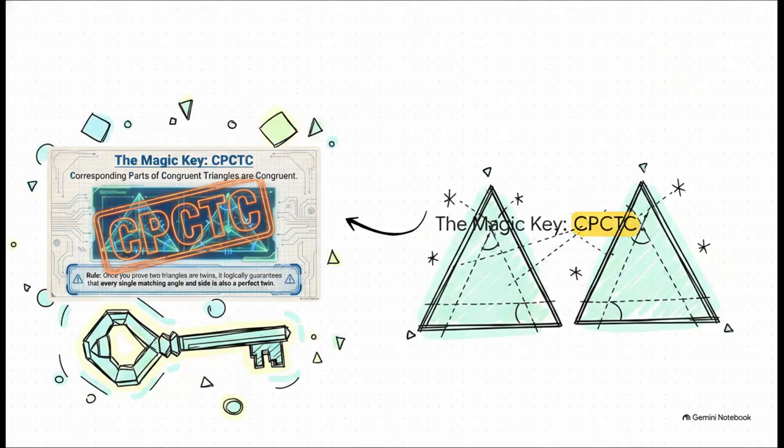Which brings us to the ultimate prize, the magic key of our mirror world, CPCTC. It stands for corresponding parts of congruent triangles are congruent. I know, it sounds like a mouthful, but the rule is incredibly simple and hugely powerful. Once you prove two triangles are twins, this magic key logically guarantees that every single matching angle and side is also a perfect twin. It basically unlocks everything you need to know about the clone shape.